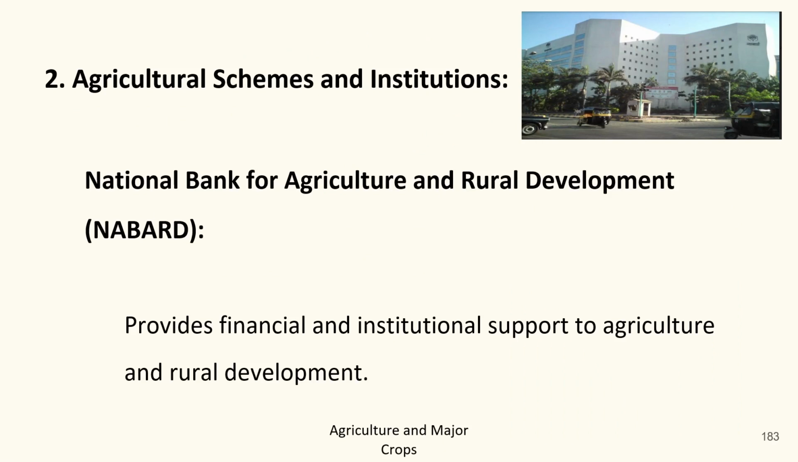Now come to the next topic, which is agricultural schemes and institutions. Basically, the government has introduced many institutions to help the farmers. As I told you in the previous lecture, there is rural indebtedness, which means the farmers are facing financial support issues.